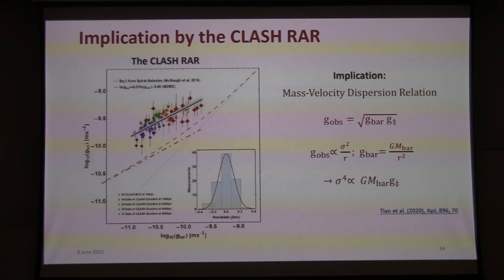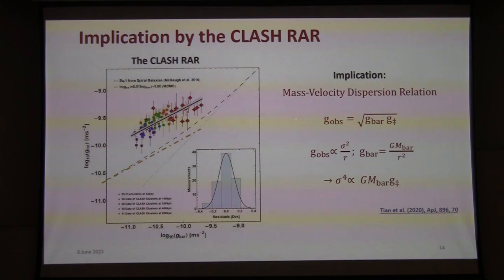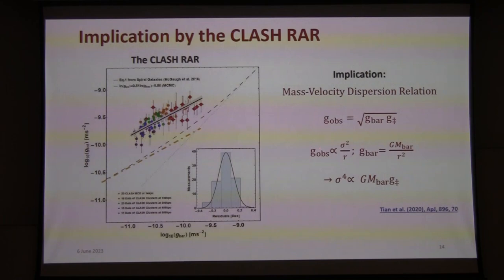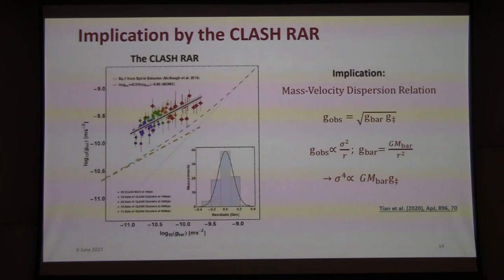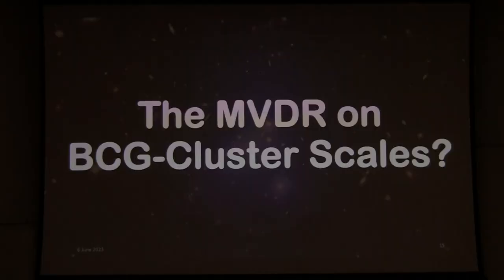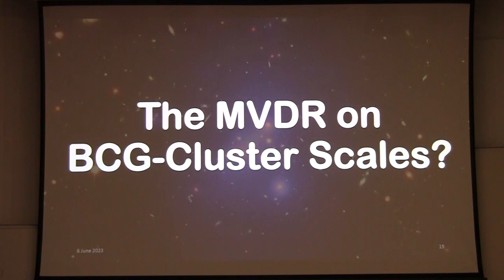So, what can we get for the implication? Here is the so-called mass-velocity dispersion relation, which is kind of like the parallel Faber-Jackson correlation. If we assume this relation, then we can simply get this correlation, but with a larger acceleration scale. So from our previous results, we would like to investigate this so-called parallel Faber-Jackson relation on the BCG-cluster scale.